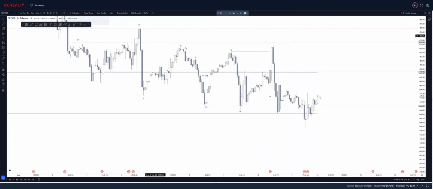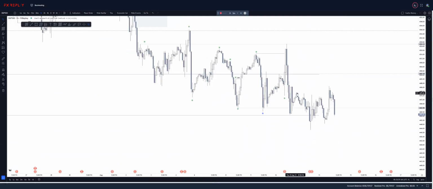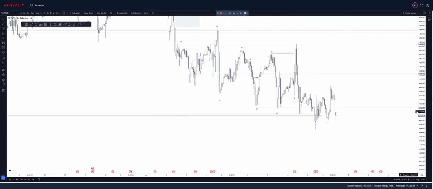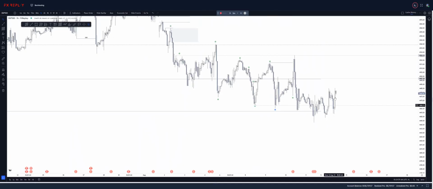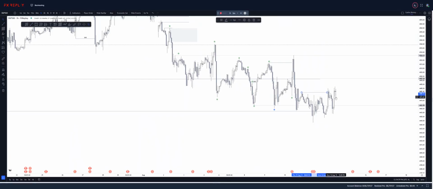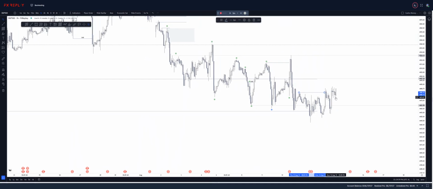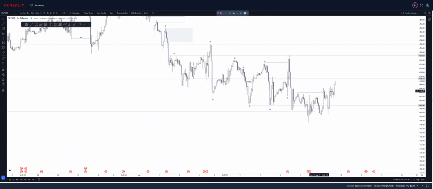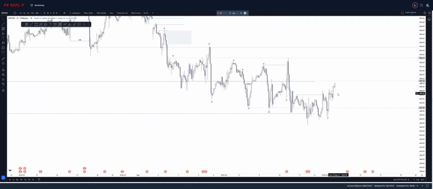Let's go to New York session. None of this stands out to me. Let's see if we can get an ISP failure. This should have been a sweep that puts us lower, so we want to see that this high gives. Let's see it give. Okay, there we go. So now we actually have an ISP failure. This is giving us signs that we're bullish now, okay?